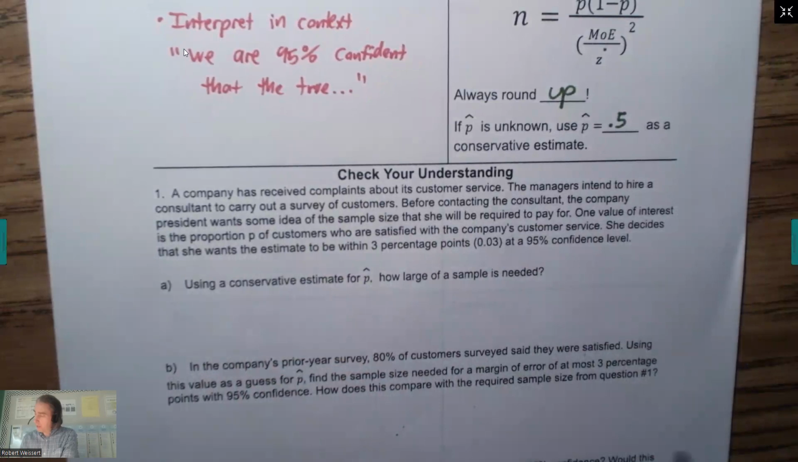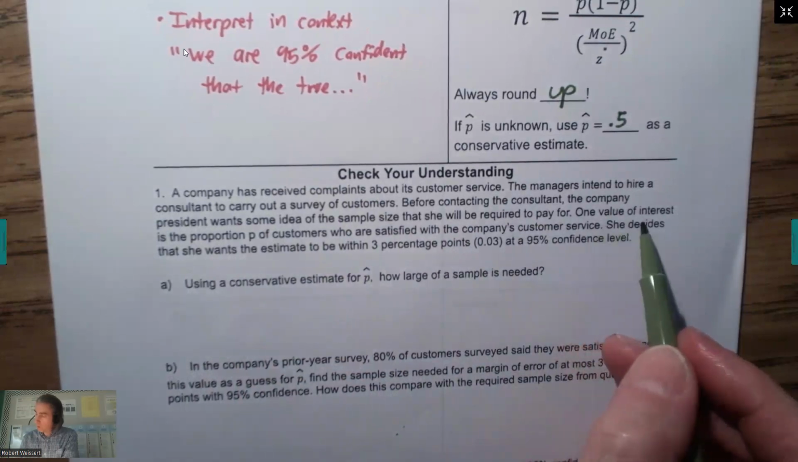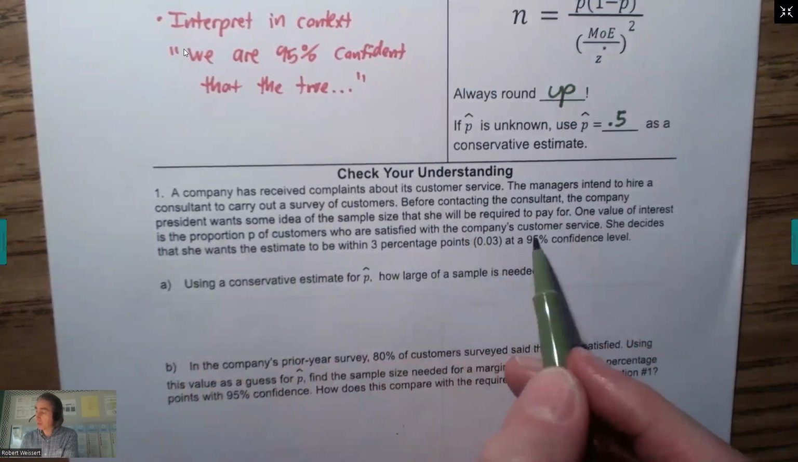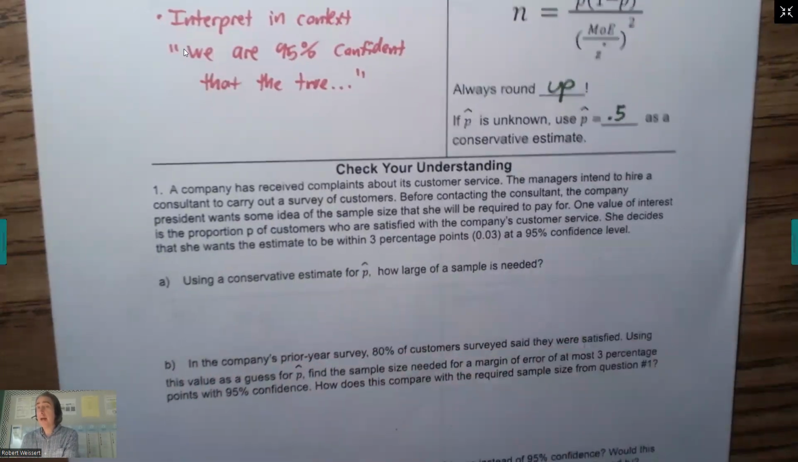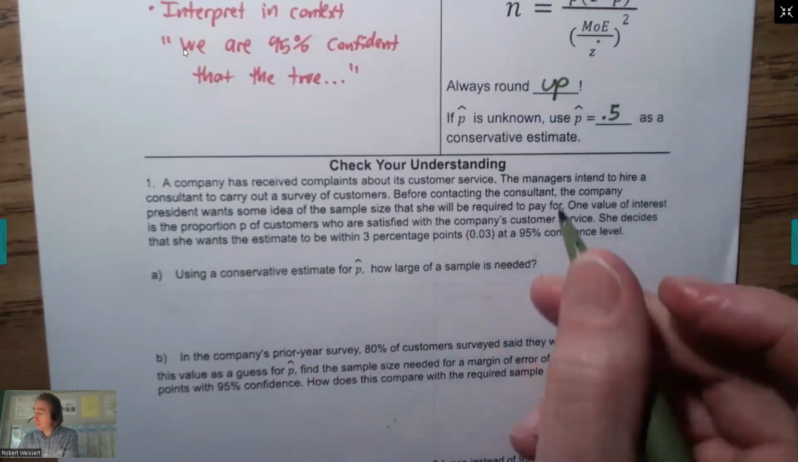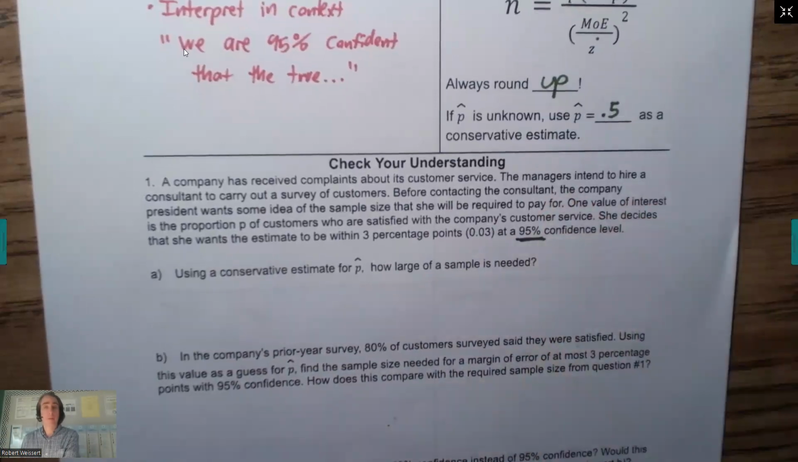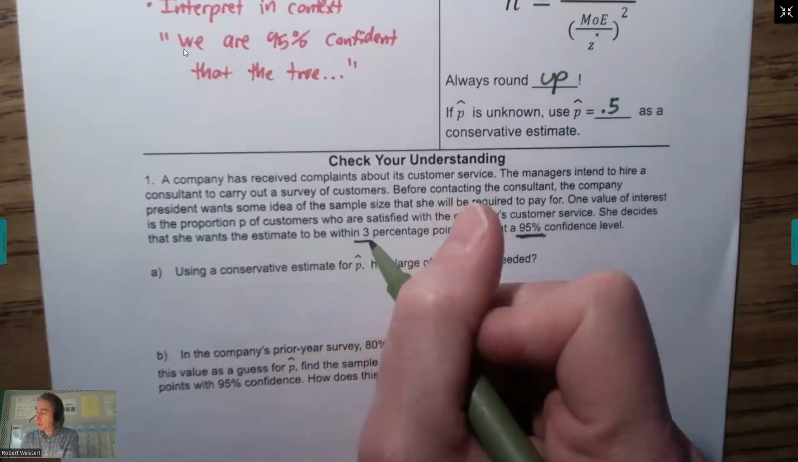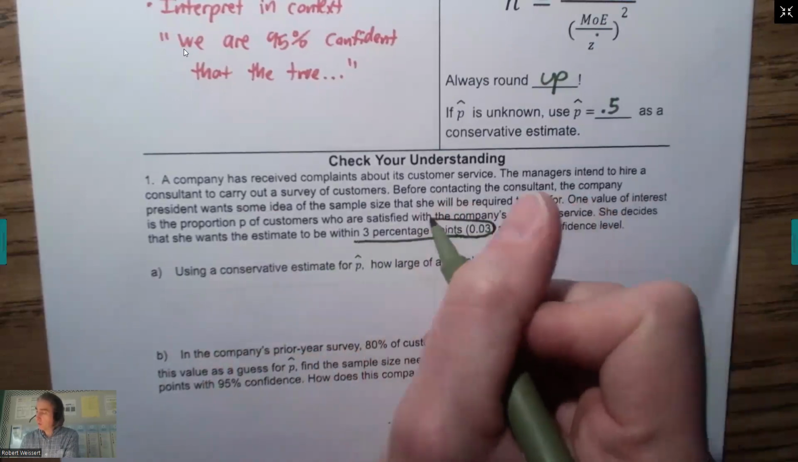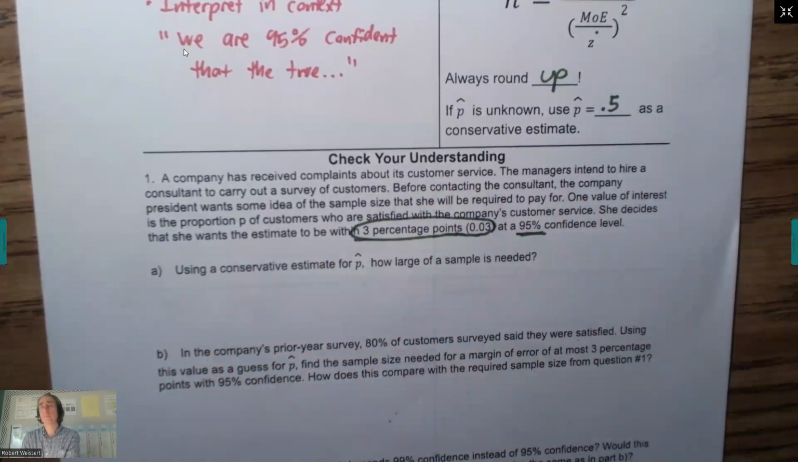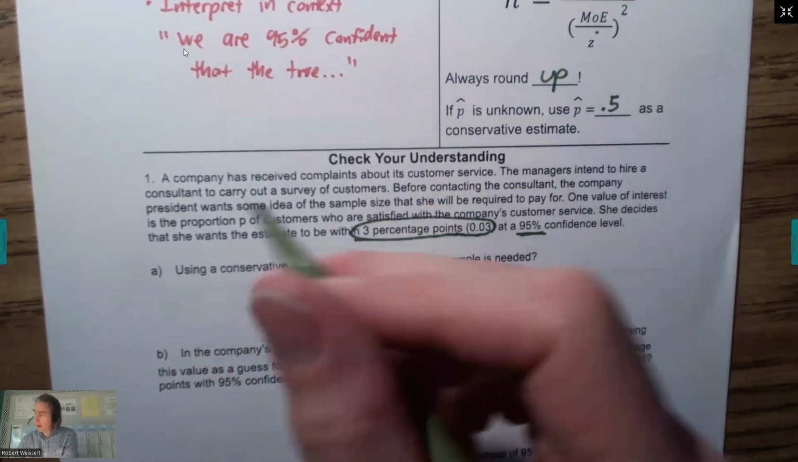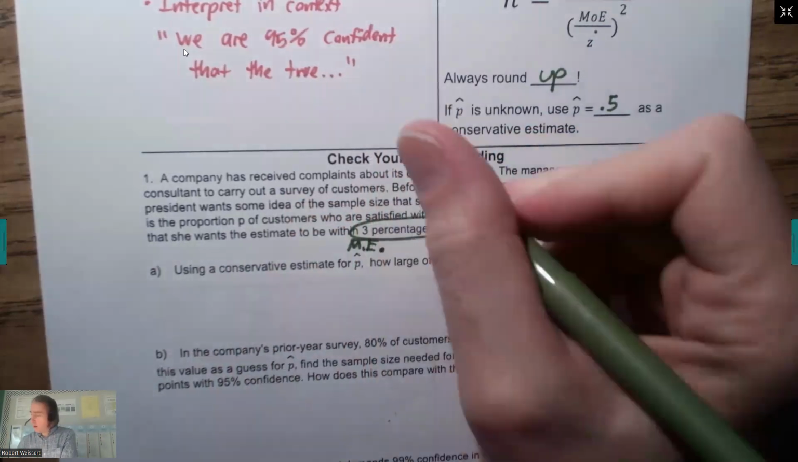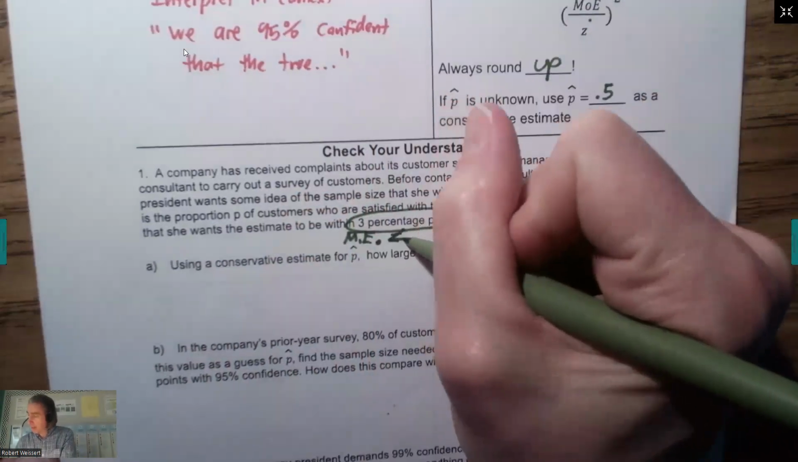So what's going to happen is the value of interest is the proportion of customers who are satisfied with the company's customer service. She has to figure out her confidence level. So she's going to go with 95%. She wants the estimate to be within 3 percentage points. Well, what do you think that is? That's your margin of error. So your margin of error has to be within 3 percentage points.